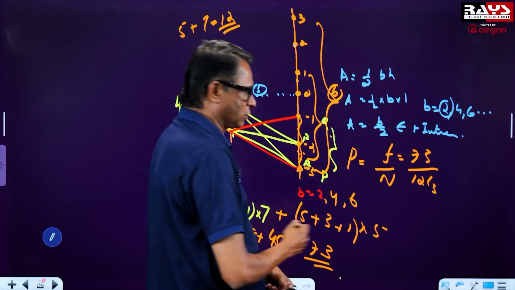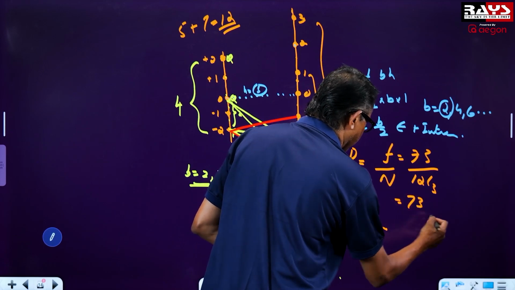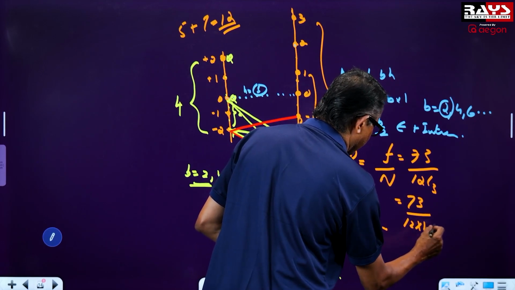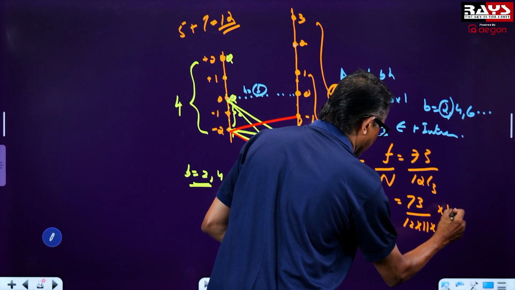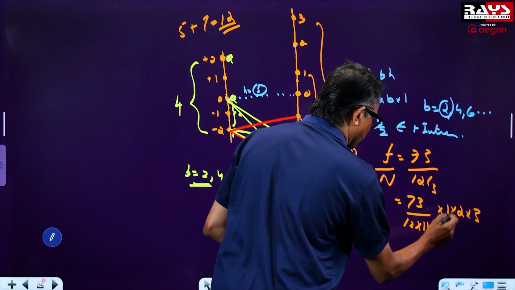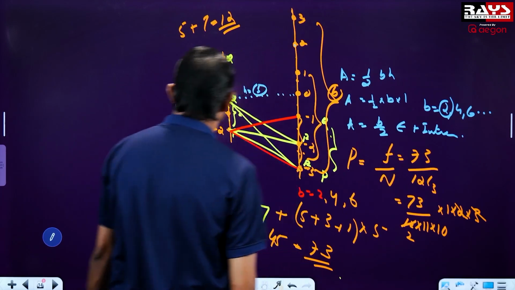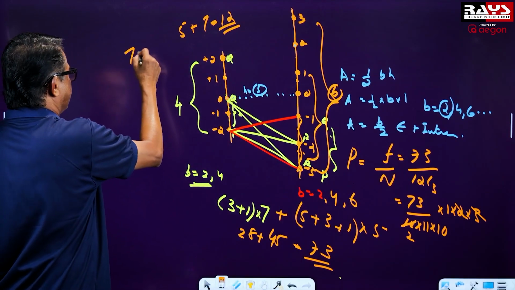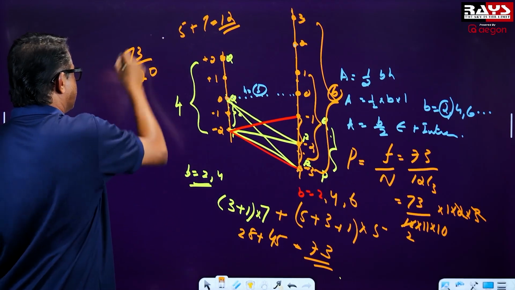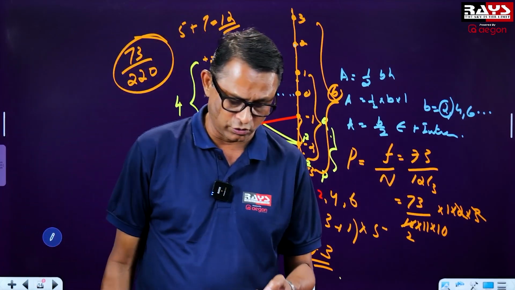This is the probability: 73 by 12C3. 12C3 is 12 into 11 into 10 by 1 into 2 into 3. 1 into 2 into 3 is 6, 6 into 2 is 12, so 220. So the final answer is 73 by 220. 73 by 220 is the answer to this question.